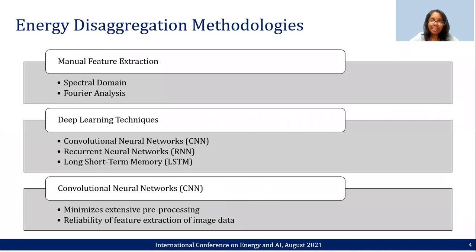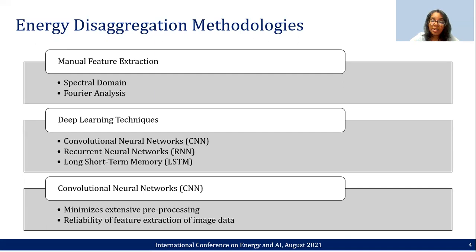Moving on to the energy disaggregation methodologies that have been used in the past, traditionally, manual feature extraction has been implemented, for example, using spectral domain and Fourier analysis. However, such approaches prove to be time-consuming since the optimal set of features for analysis have to be manually extracted. Furthermore, adapting such a methodology to include new devices would be a complex task.